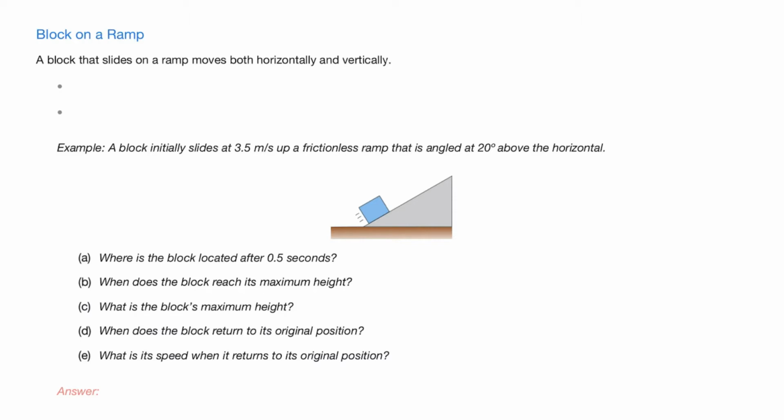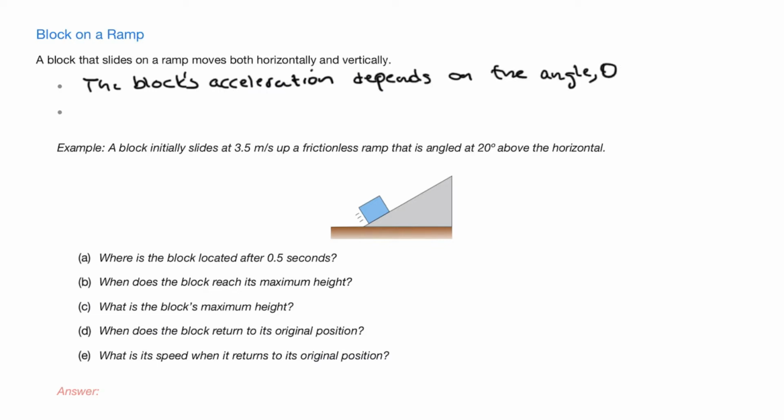But let's look at this motion first. The first thing to notice is that the block's acceleration depends on the angle of the ramp, and this angle we usually denote by theta. The direction of that acceleration is going to be back down the ramp. Unlike gravity, which was always downwards, this acceleration depends on the angle and points in the direction back down the ramp.